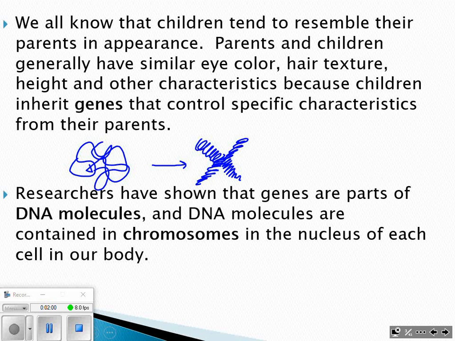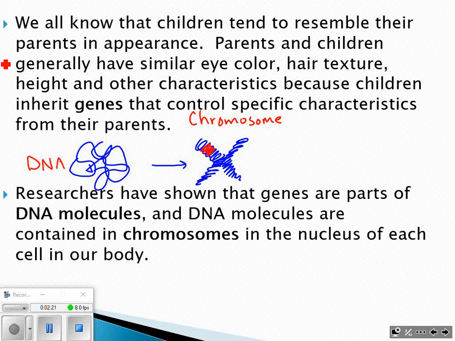So I equated it to like thread that was off the spool, right? This is our DNA. It's like thread that's been unwound from the spool. In order to divide it up in cell division, we need to package it up. This is like thread on the spool. This is the chromosome. But what we haven't talked about yet is that those chromosomes have coding regions.